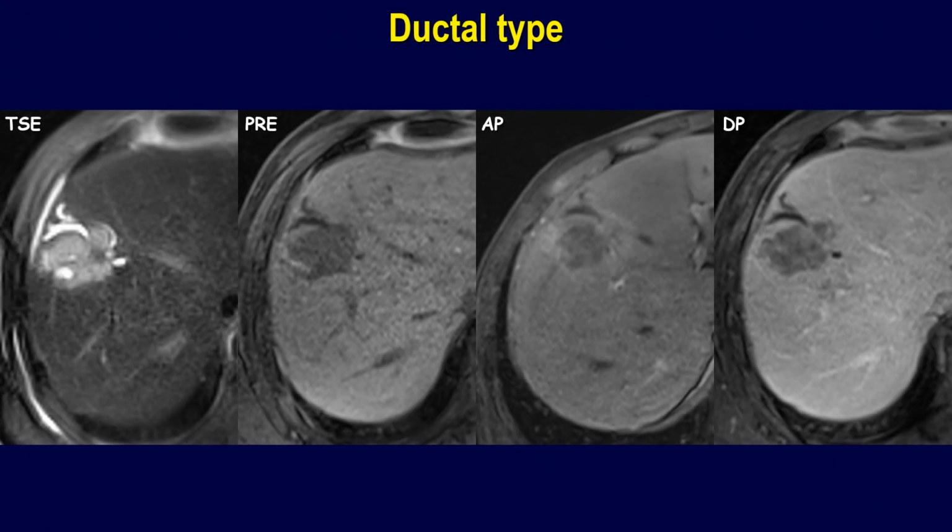Unlike the previous two cases, this is a case that can be classified as a ductal type. The mass is invading the bile duct and causes peripheral duct dilation.